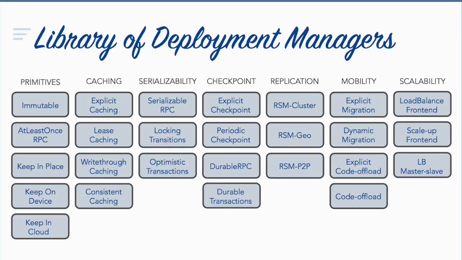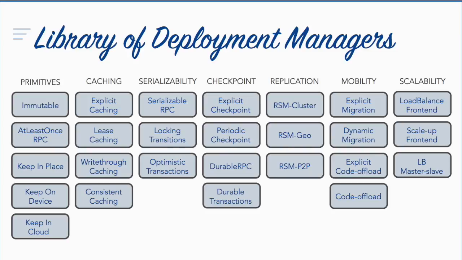So this is a library of the deployment managers. These go from primitives, caching, serializability, checkpoint, replication, mobility, and scalability. This gives the ability to incorporate many different features for managing the Sapphire objects. They provide usefulness for applications as well as flexibility and ease inside of the frameworks.